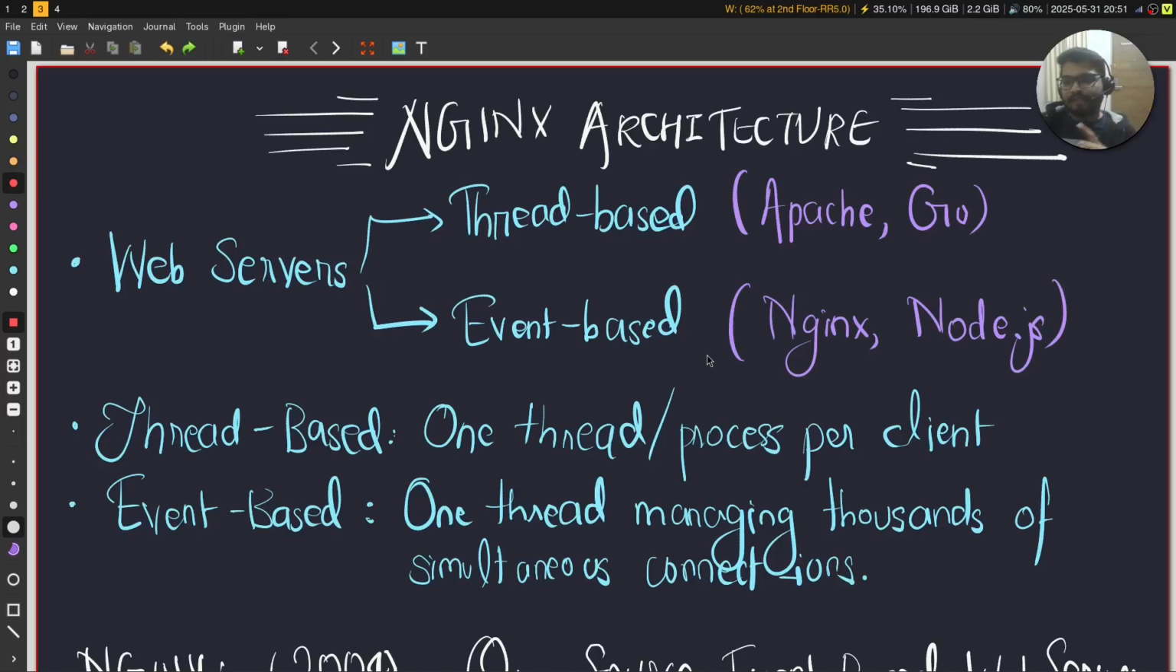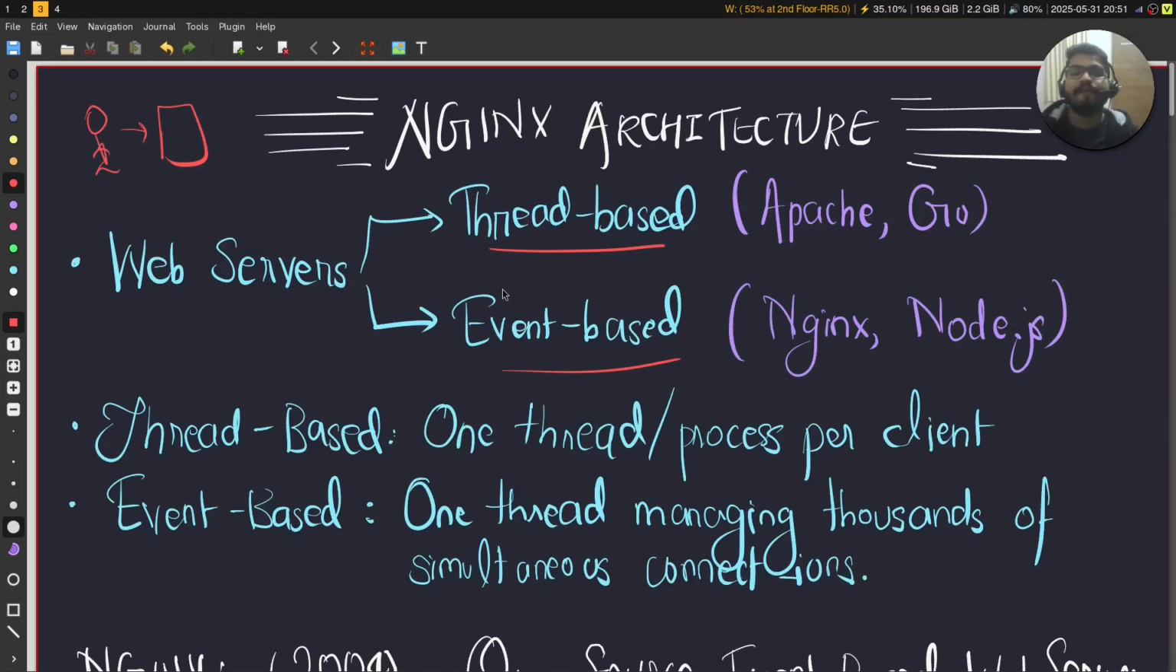So at the time, there are mainly two families of web servers. One is the thread-based web server, and the other is the event-based. In thread-based, what usually happens is for each connection that a client requests, the web server spawns a new thread or a new process, and that process or thread is responsible for handling that connection. Some common examples for these are Apache servers and Go servers as well.